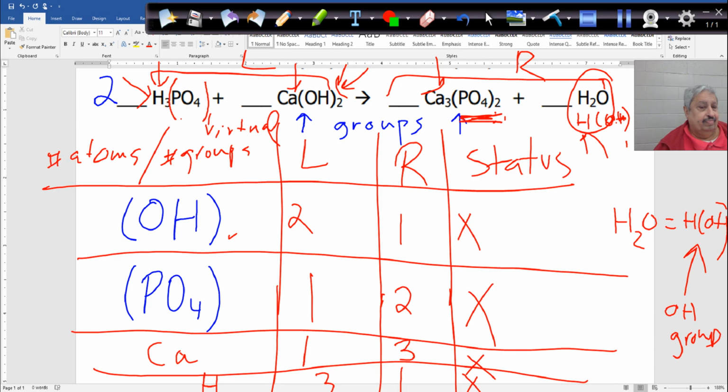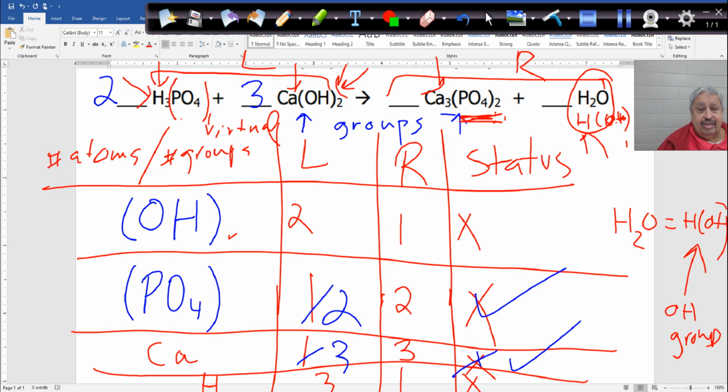I put 2 here, correct? Then the phosphate is 2. That will take care of the phosphate. I have then the calcium is 3 here, so I put 3 here. See what will happen. Calcium is 3 on the left, 3 on the right. That will take care of calcium.